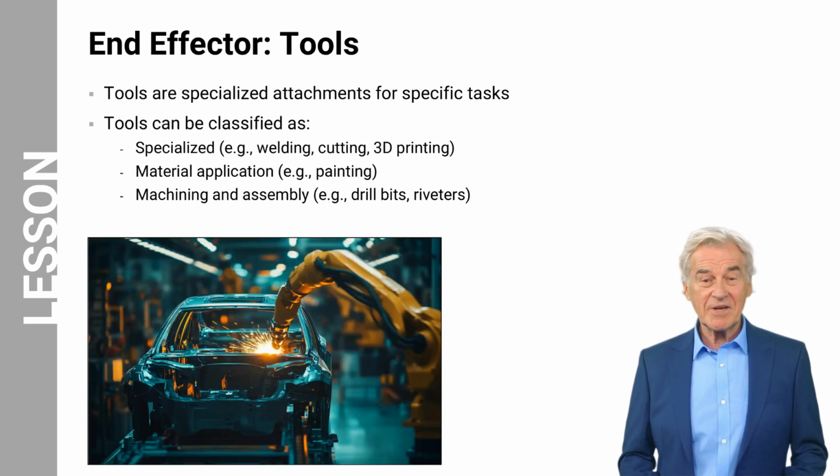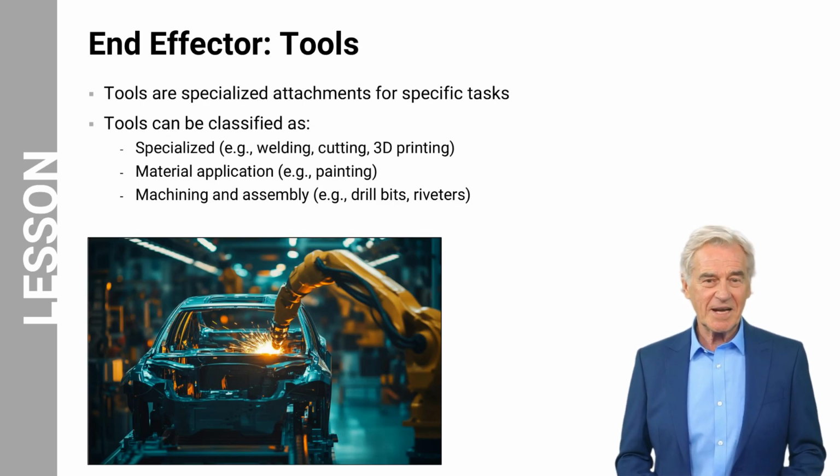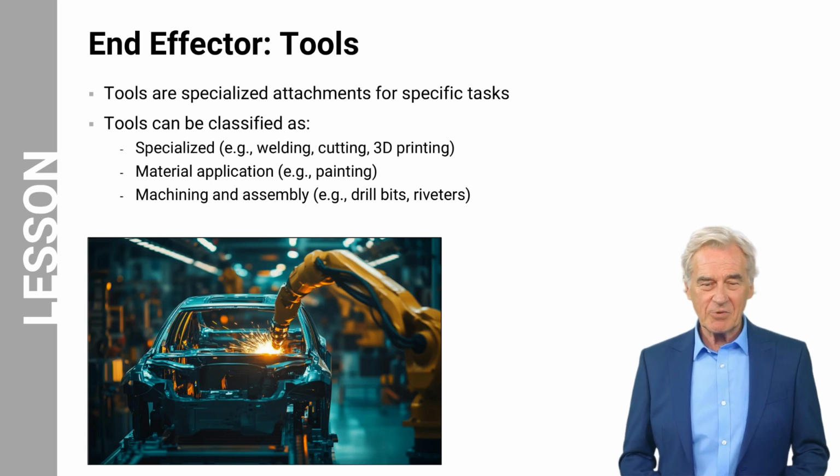The second category of end effector attachments is tools. These tools are typically designed for highly specific tasks. For example, a drill bit is a specialized tool used for drilling. Tools can be classified into different categories, such as specialized, material application, and machining and assembly.